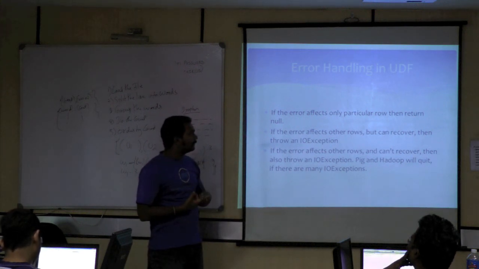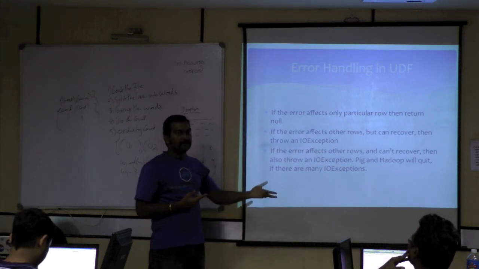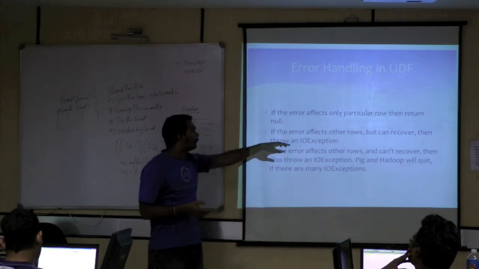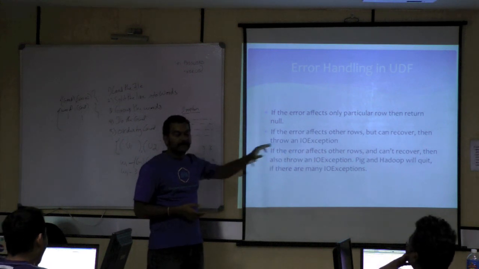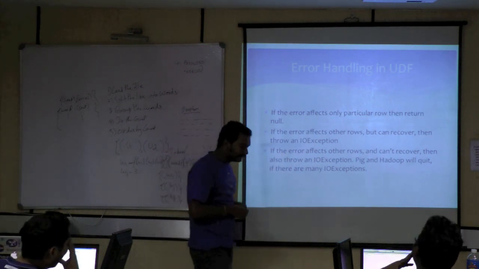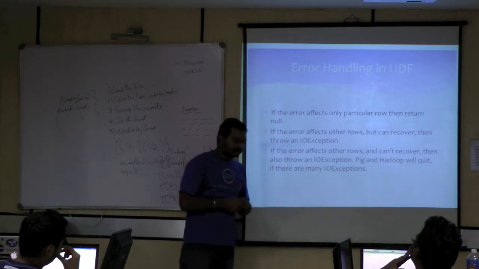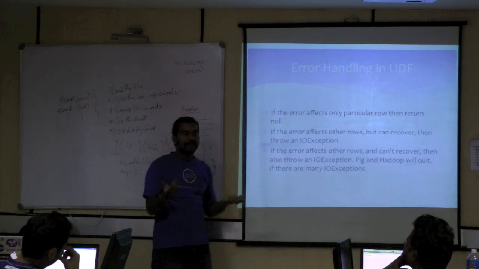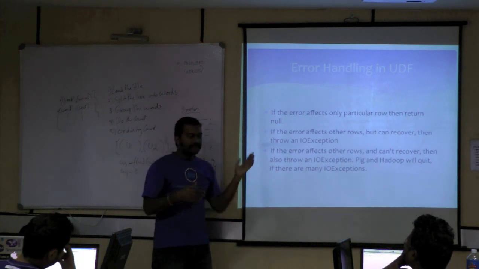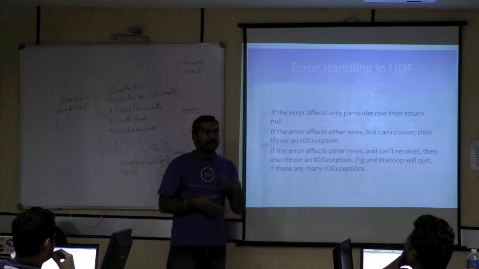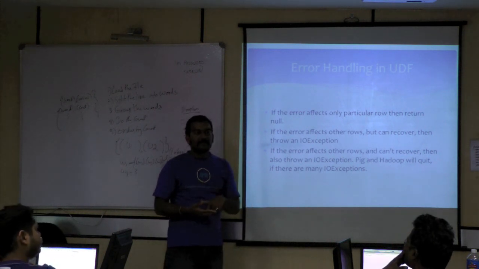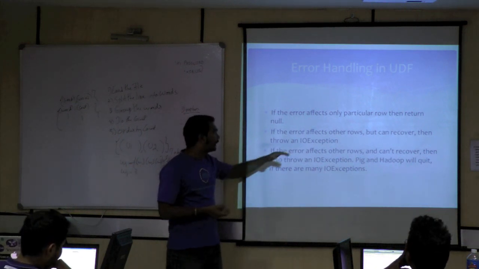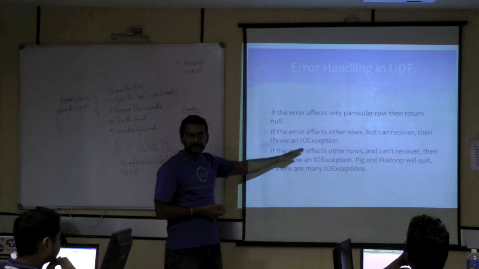But if the error affects other rows as well, but you can recover from it, then you should throw an IO exception. An example of this is, let's say you are using some config file in a UDF and you're trying to read that config file. You can't read it for some reason. Any data which comes to that particular node will fail, but others might not. In those scenarios, you should throw an IO exception.